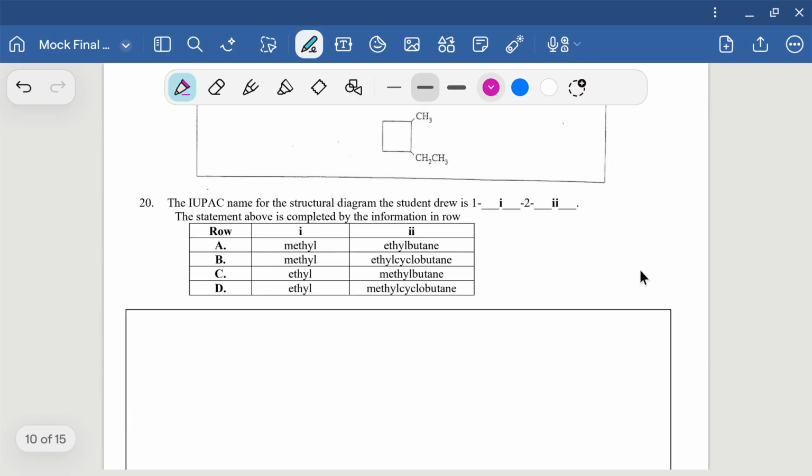Now going on to naming. With this, you have a cyclo because you have a ring. So we can rule out A, and you can also rule out C because it's not included in cyclo. And then we need to remember that with your side groups, you name them alphabetically. So ethyl comes before methyl.